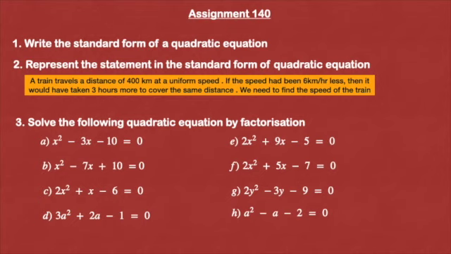The next one is 2x square plus 5x minus 7 is equal to 0. Next one is 2y square minus 3y minus 9 is equal to 0. And the last one is a square minus a minus 2 is equal to 0. It is all for practice. You have to find the roots by the method of factorization.